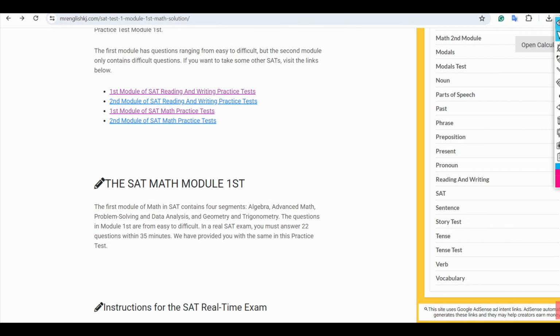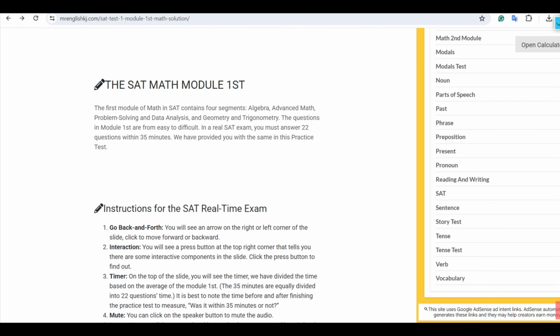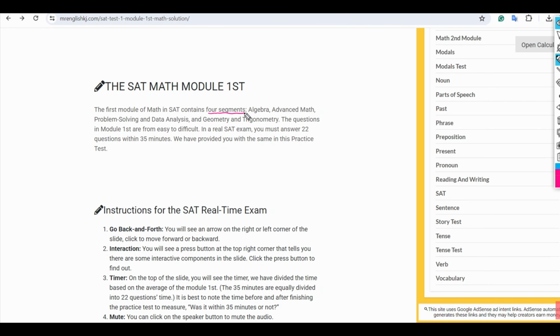When you scroll down, there is important information that I would like to share. Look here. You see here the 4 segments. It tells you which type of questions you are going to solve: algebra, advanced math, problem solving and data analysis, and geometry and trigonometry. These 4 are the major segments that you are going to do. Apart from that, 22 questions in module first and 35 minutes. That is your time. So you have to finish 22 questions in module first within the given time, that is 35 minutes.